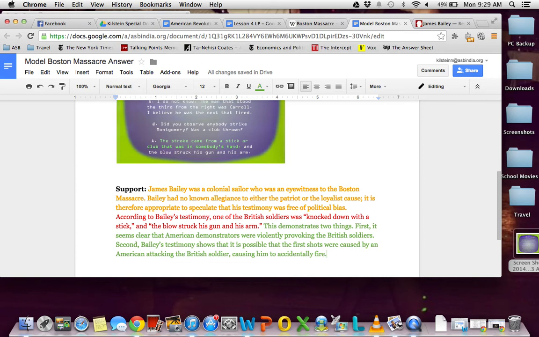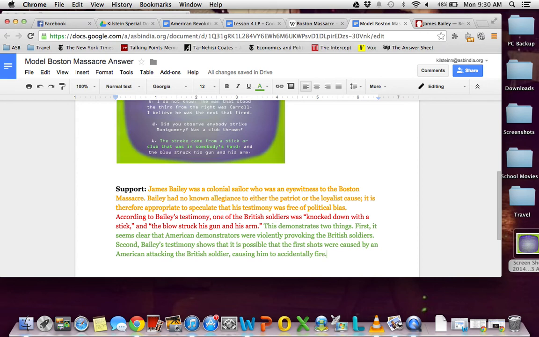So there you go. You can see in orange I've sourced James Bailey and explained why he helps advance my case. In red, I've given the direct evidence that helps advance my argument. And in green, I've given my analysis. I've both explained the evidence and connected it to my thesis.